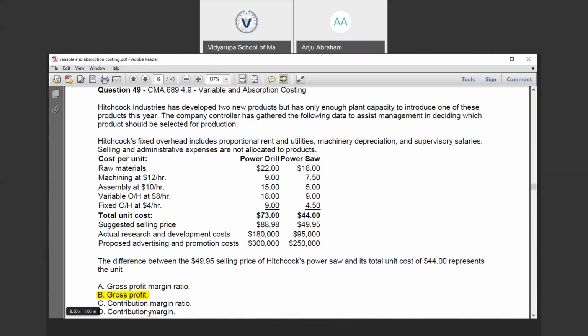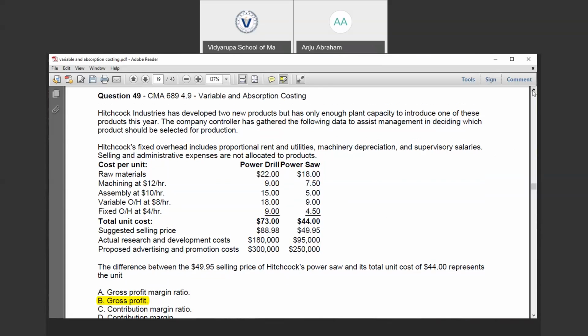It is not contribution margin, because this total cost includes fixed overhead. So it not only includes the variable cost, it also includes the fixed cost. This total unit cost represents the cost of goods sold, so it cannot be contribution margin. So are you clear with the explanation? Okay, let's move forward.